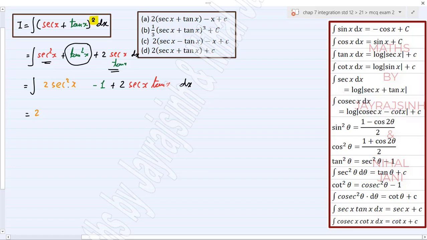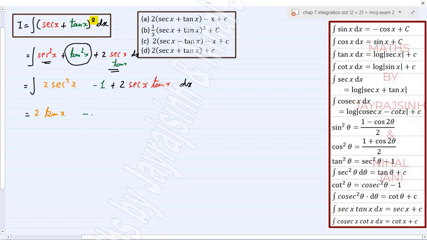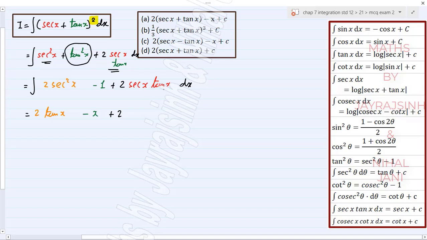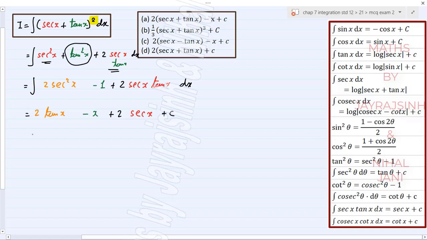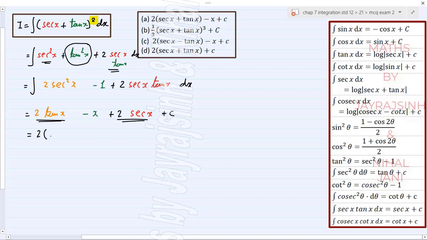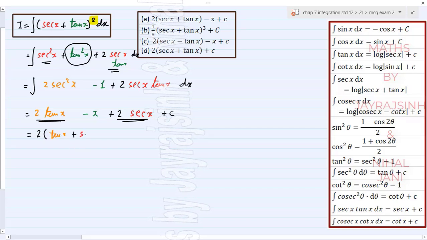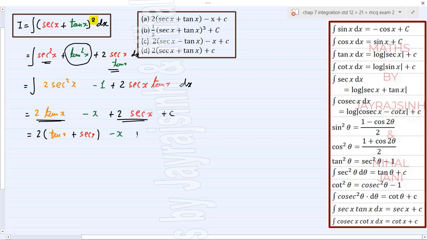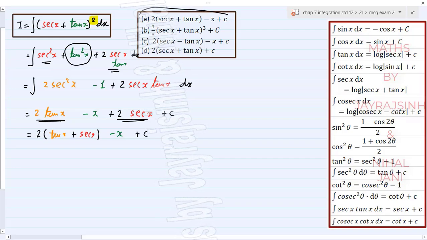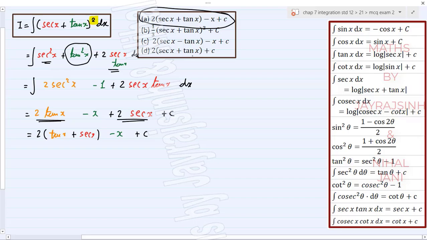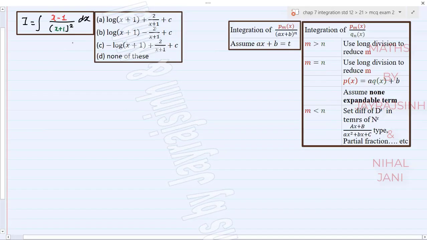In first term, 2 will be as it is. Integration of sec square x will be tan x minus integration of 1 will be x. And in last term, 2 will be as it is. Integration of sec x tan x will be sec x plus c. And to get the final answer, we can take 2 common from these two terms. So we will get 2 times tan x plus sec x minus x plus c, which is given in option A. Ta-da!